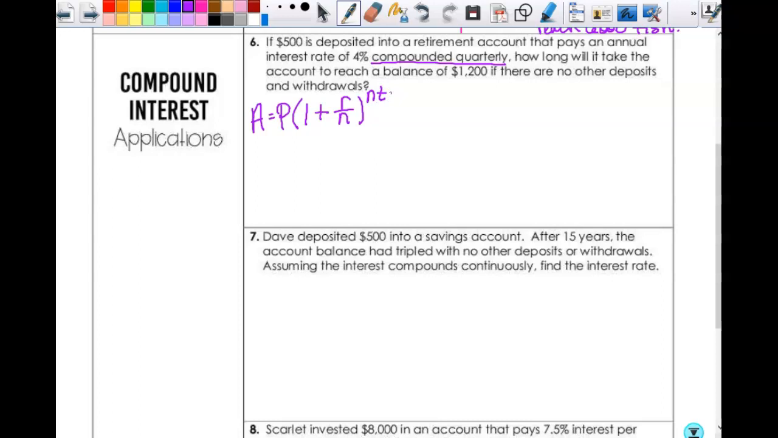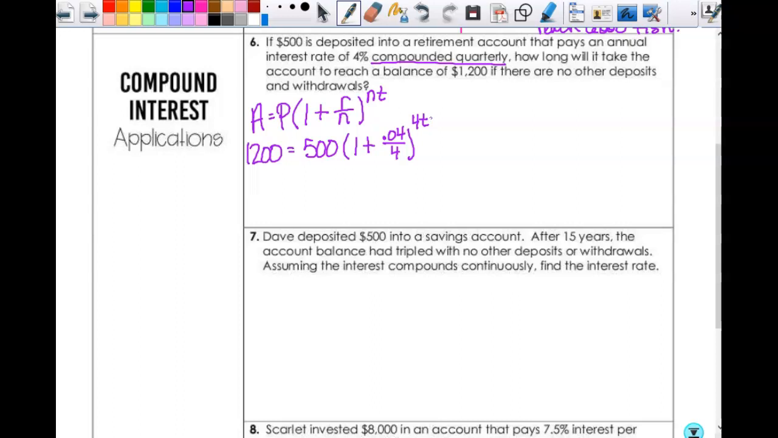And so it says, how long will it take? So I'm looking for t, which means I have to know A, P, R, and N. Do I know A? Yes, I want to know when it reaches $1,200, right? That's equal to, what was the principal? 500. And then 1 plus, what's the rate? 4%, so 0.04 divided by what? 4, to the 4t power. Everybody okay with all that? We are looking for t.